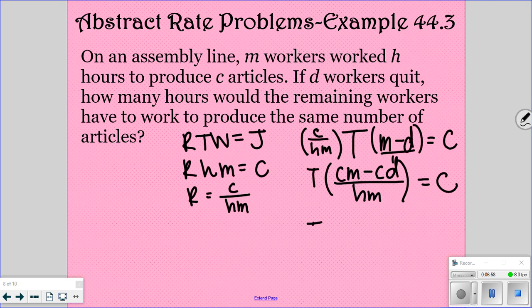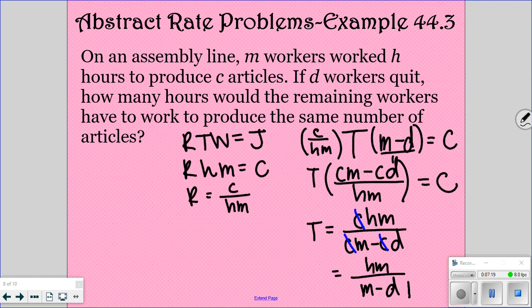And then if we multiply by the reciprocal, we'll get CHM over CM minus CD, which can be reduced because there's a C in all three terms, which will leave you with HM over M minus D. And so that would be how long it would take. So again, it's abstract because you get some random thing for your answer.